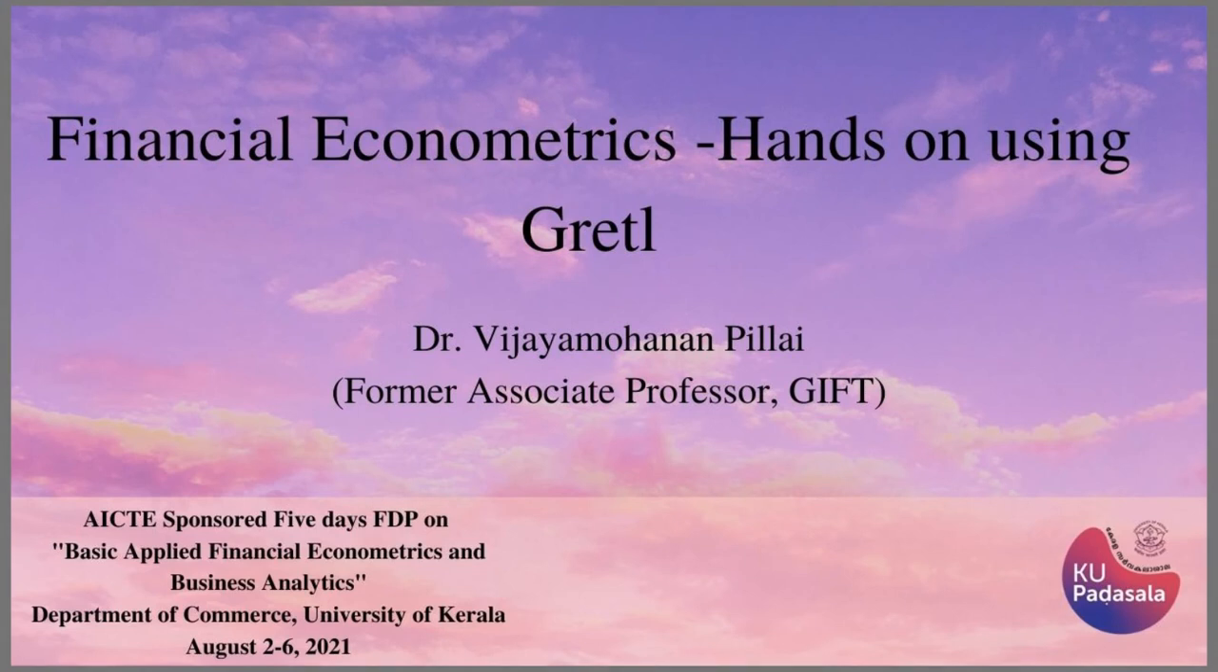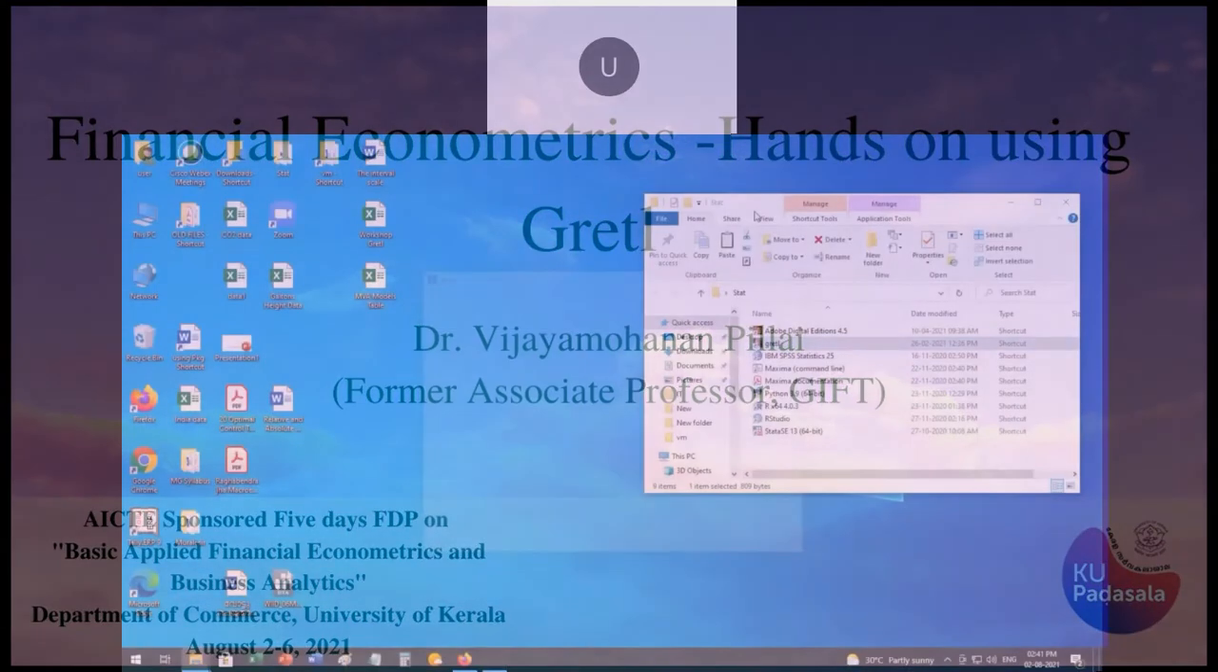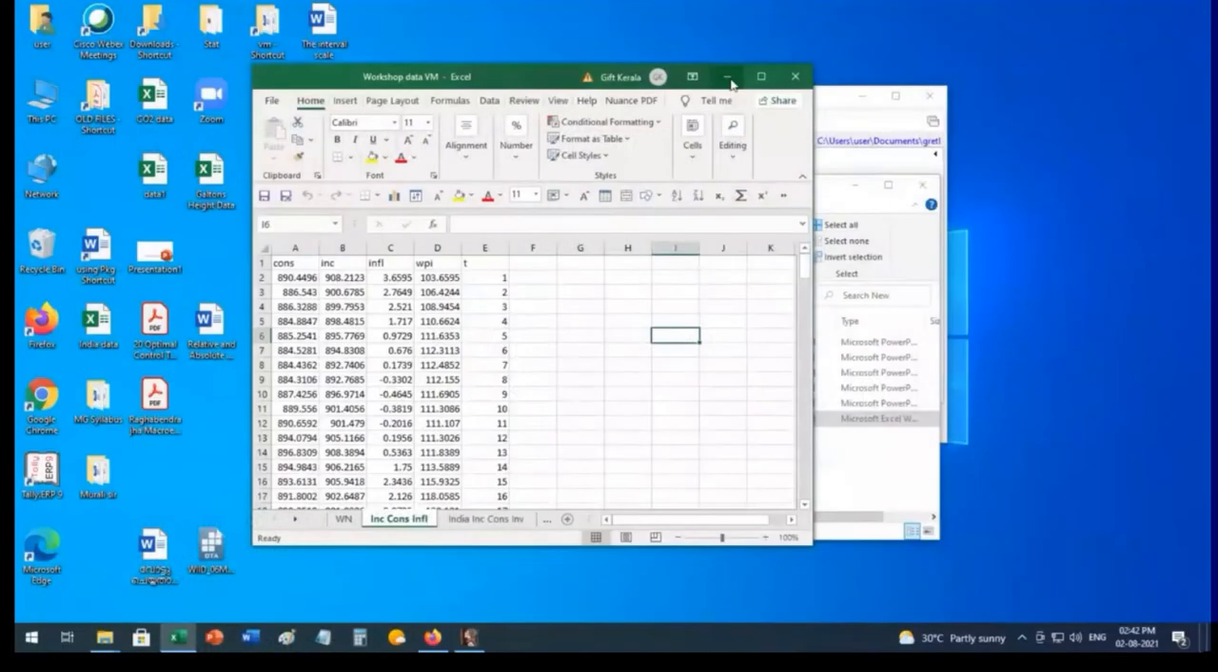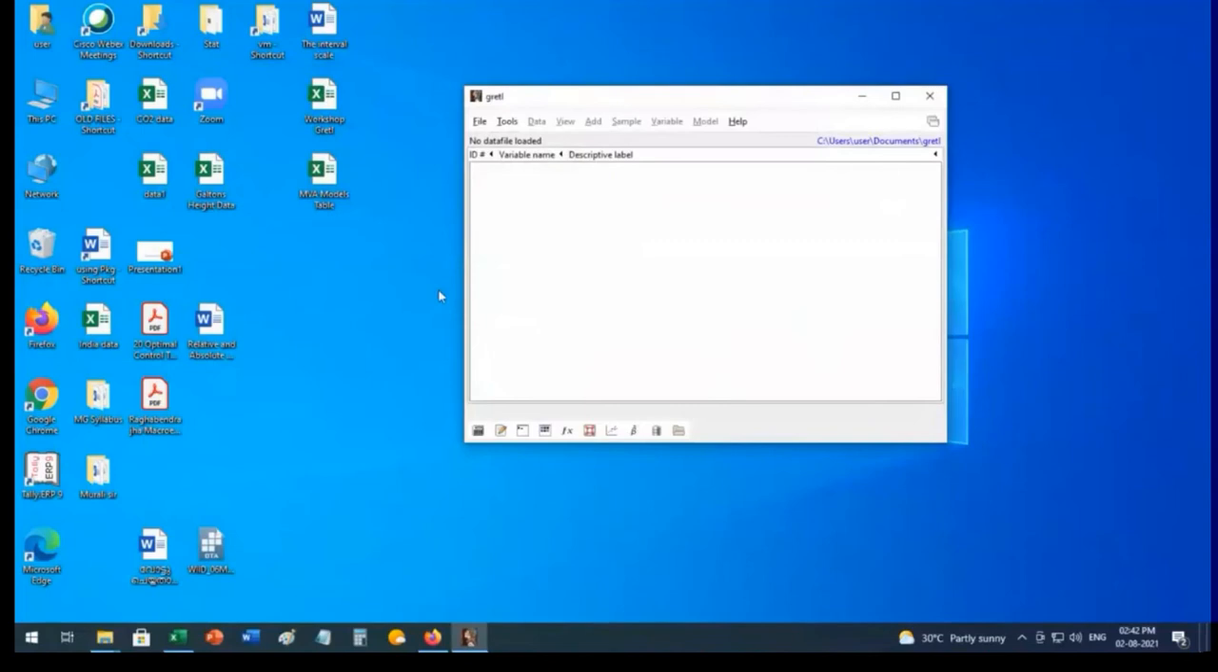Okay, so we will continue with the Gretl session. So I am opening Gretl. I will come to the data set and other things later. Now, everybody knows how to install Gretl, right?